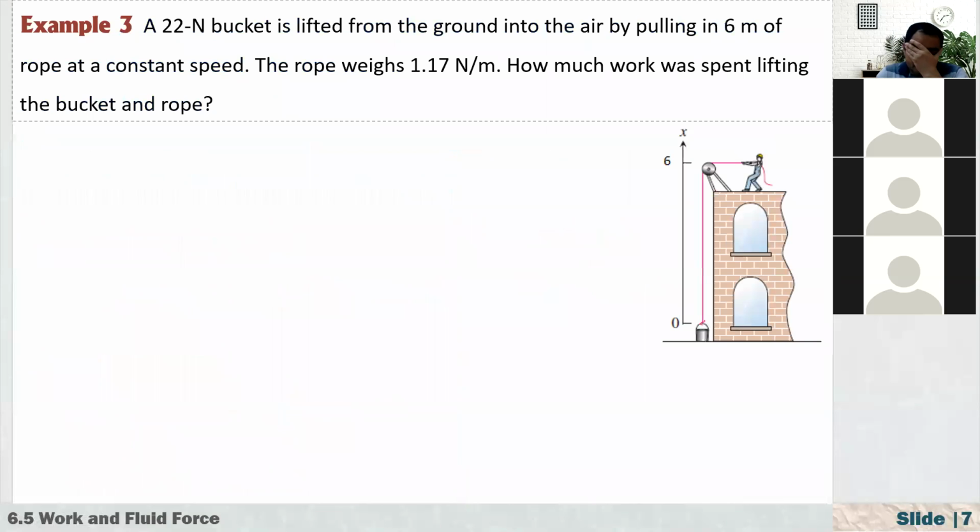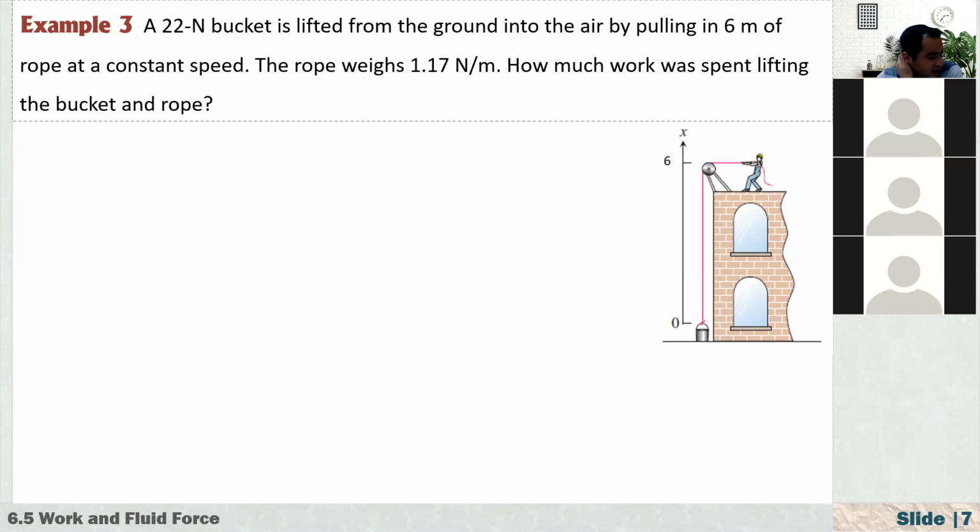All right, another problem. A 22 Newton bucket is lifted from the ground into the air by pulling in 6 meters of rope at a constant speed. The rope weighs 1.17 Newton per meter. How much work was spent lifting the bucket and the rope?